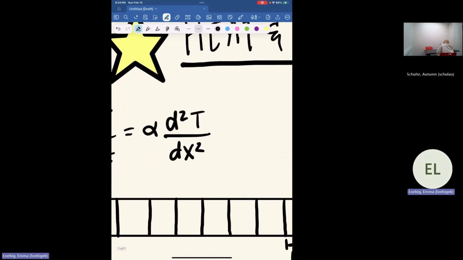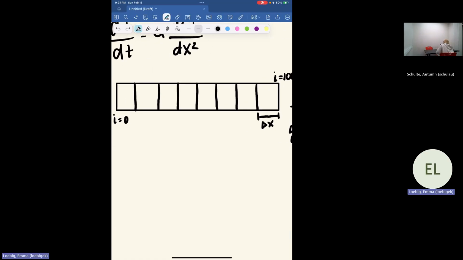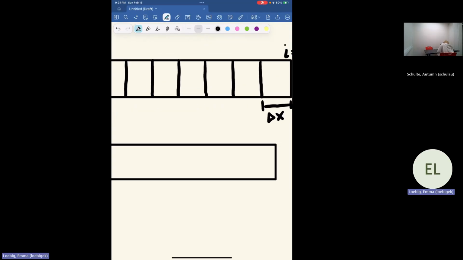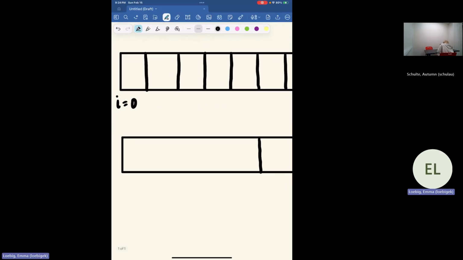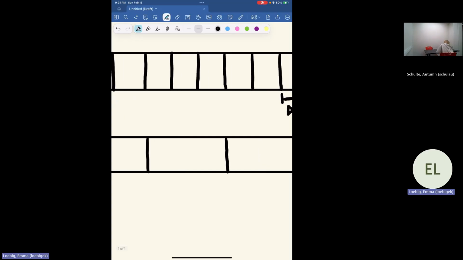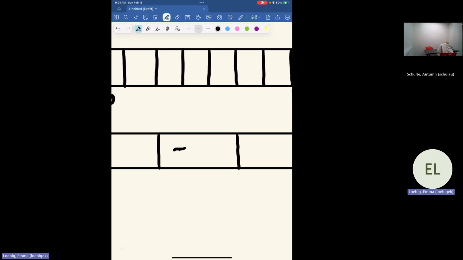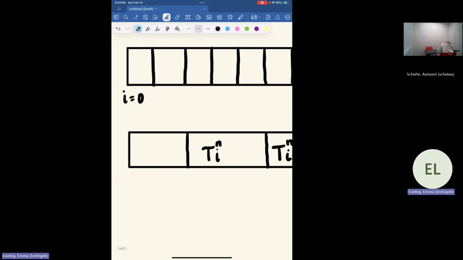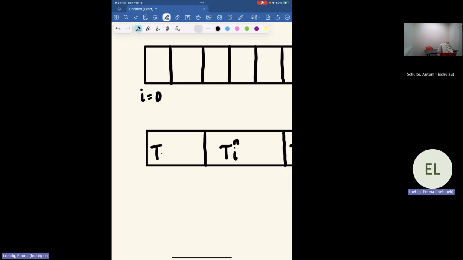Now, in order to get the right side of our equation, the second derivative, I'm going to draw out another bar, but this time I'm only going to divide these in 3 sections. And the middle section is going to represent the temperature at your position at some time n. And to the right of it, it's going to be the temperature at your position plus 1 at some time n. And to the left of it, this is going to be the temperature at your position minus 1 at some time n.